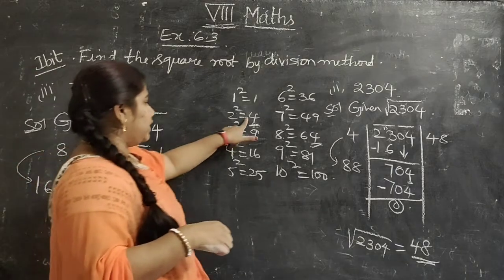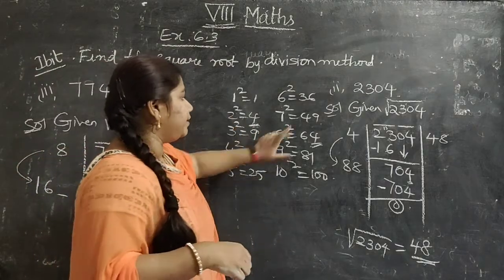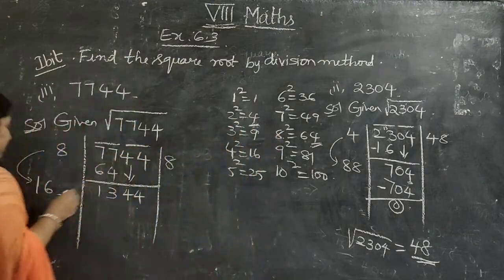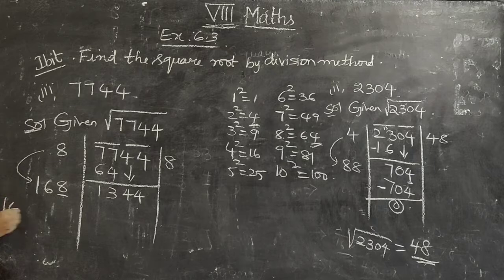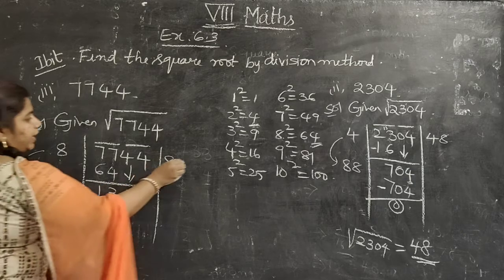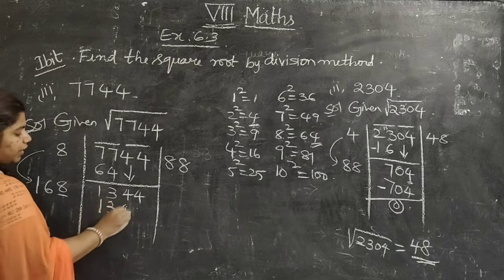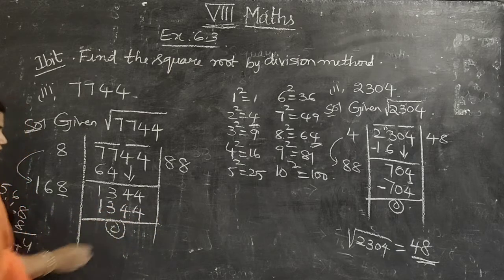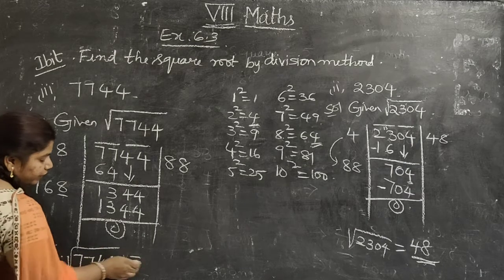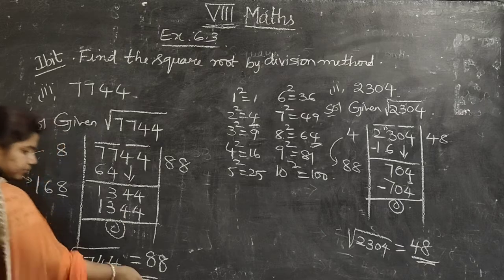That will be 16. What is the units place here? 4. That means the answer will lie between these two numbers only, that is 2 square and 8 square. So first we will apply 168 8's. So you got it as 1344. So 168 8's is 1344, and you got the remainder as 0. Therefore, the square root of 7744 is equal to 88.